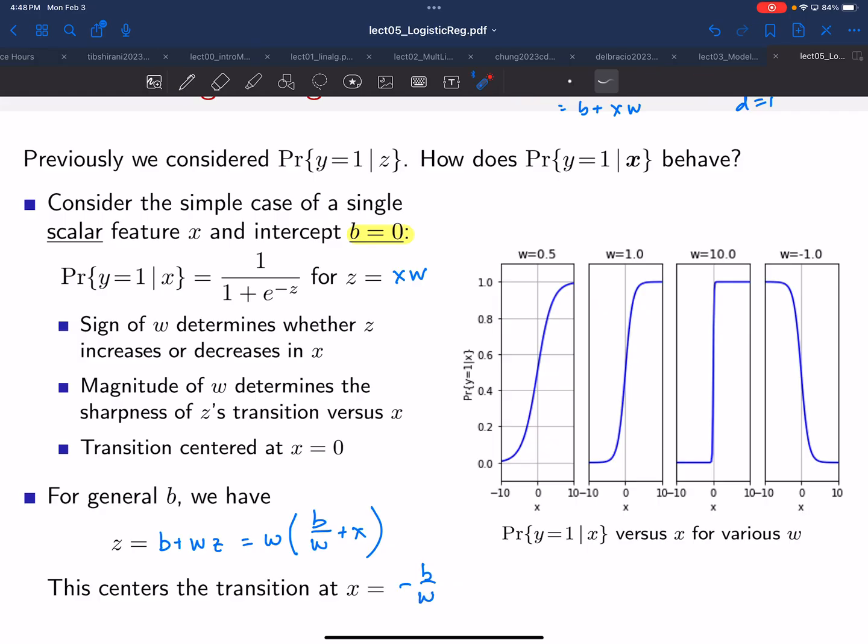So that means that all the intuition we have here is exactly the same, except that instead of having the transition at X equals 0, that transition moves to minus B over W. So essentially the role of the bias just shifts this curve left or right, and the role of the weight is to make it sharper or less sharp, as well as to determine whether it goes from positive to negative or negative to positive. So those are basically how the weights and the bias work. Okay, any questions? Okay, great.